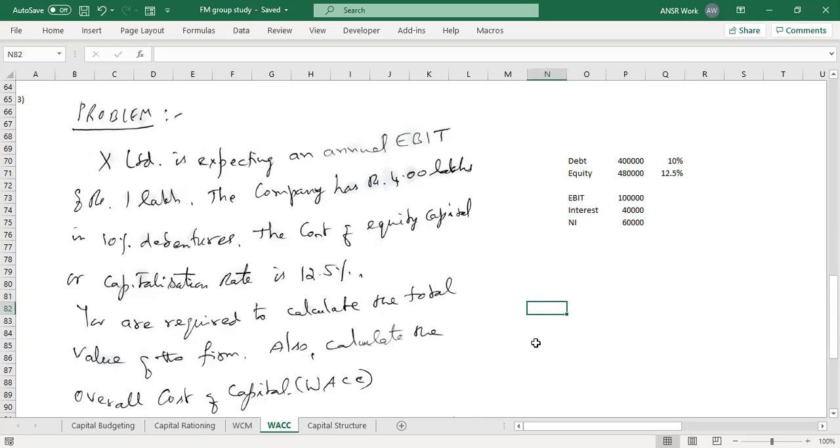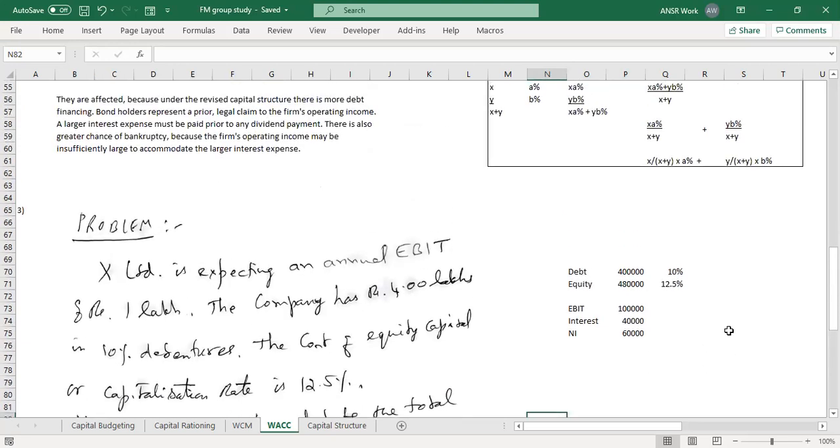Let's complete the WACC. Dheeraj, can you please repeat how to calculate the WACC? Sure, no problem. There were two methods. Either you can calculate interest for both of these. So 4 lakhs into 10% comes to 40,000, right? And 4,80,000 at 12.5% comes to 60,000. The total of the interest is 1 lakh.